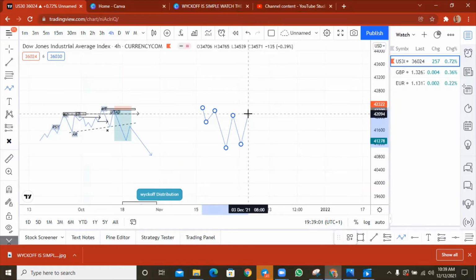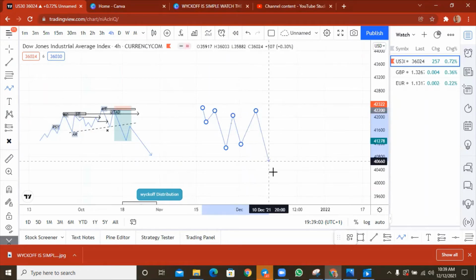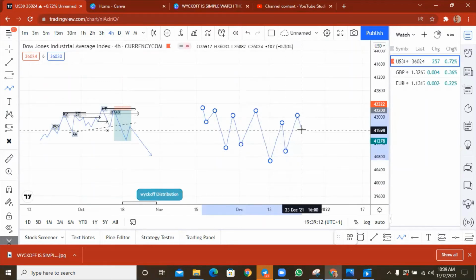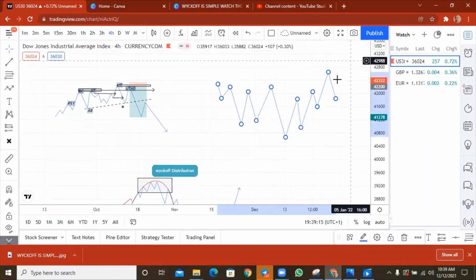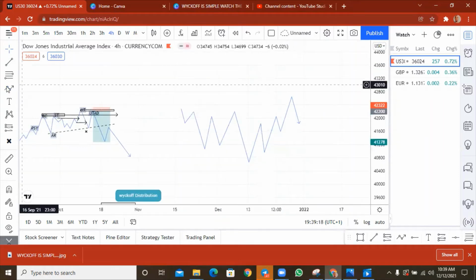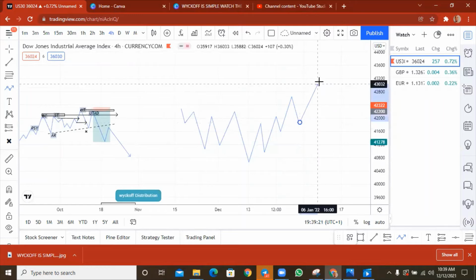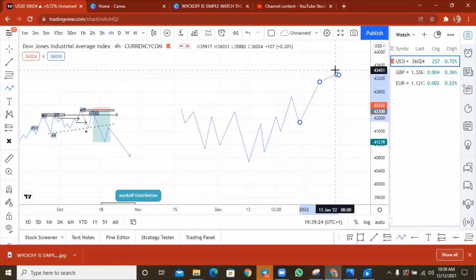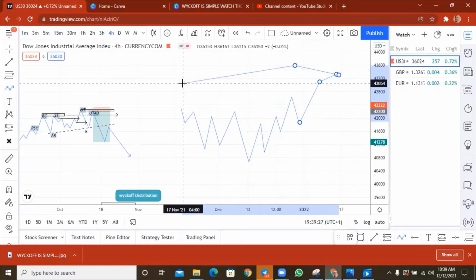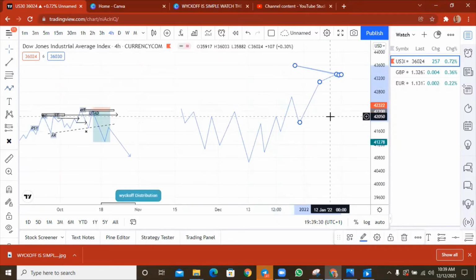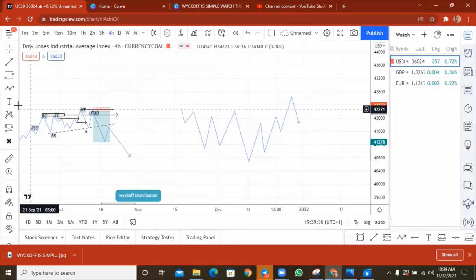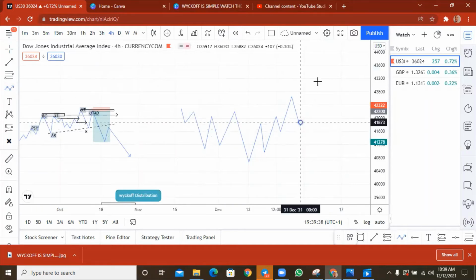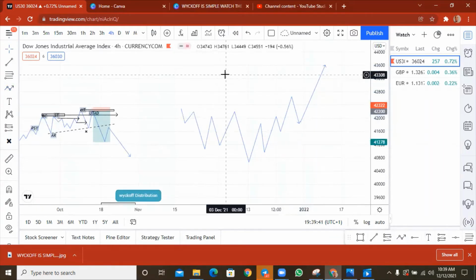Up here, it does a spring. It does a test. Then sign of strength. And then we fly. Right, so it flies up.